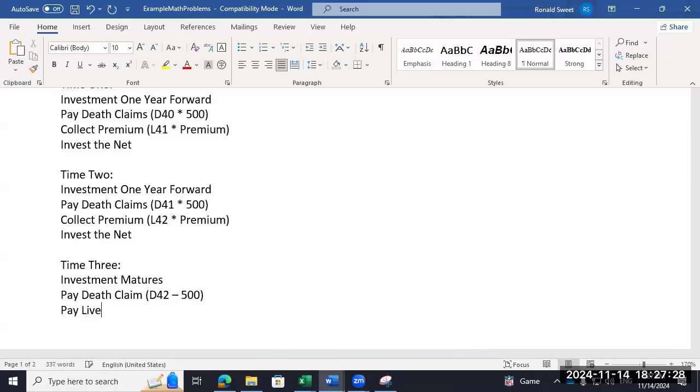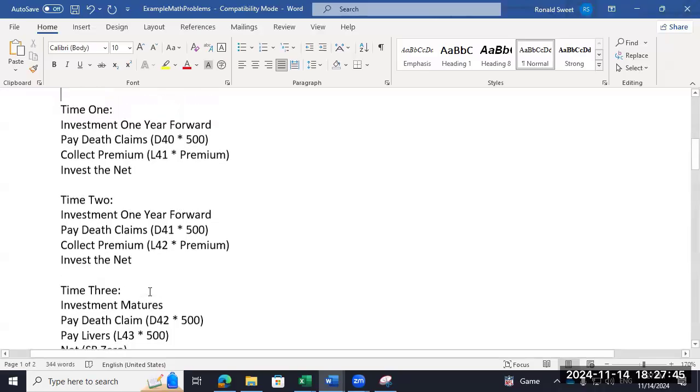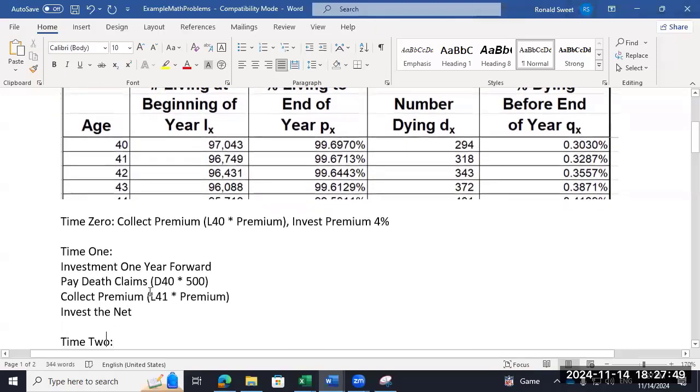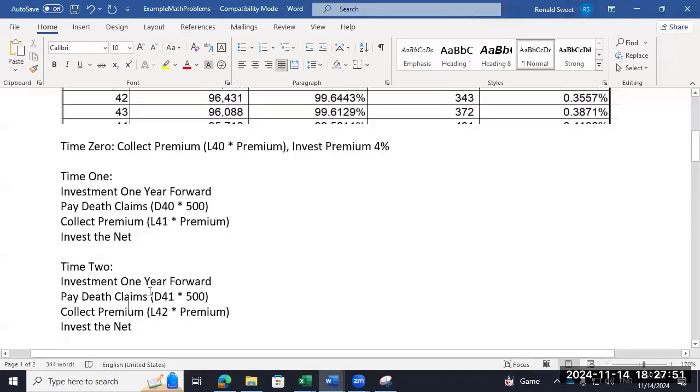Pay delivers. So that's L43 times 500. And net, you might put something like this. Should be 0. You know it won't be because of rounding. But see if you can get one or 2 years set up, and then I'll show you the balance. At least get it, since years 1 and 2 are the same. See if you can at least get through the end of year 1, and I'll show you what the net should be at the end of year 1.